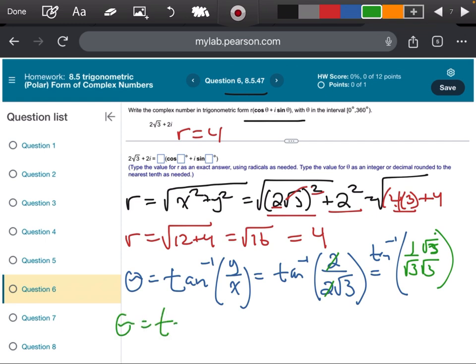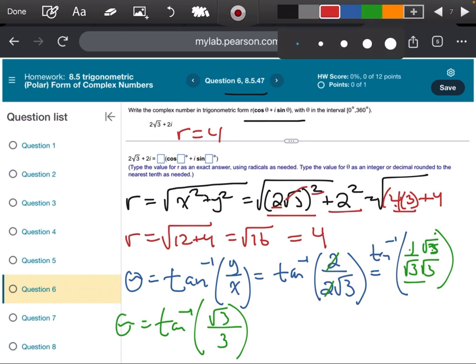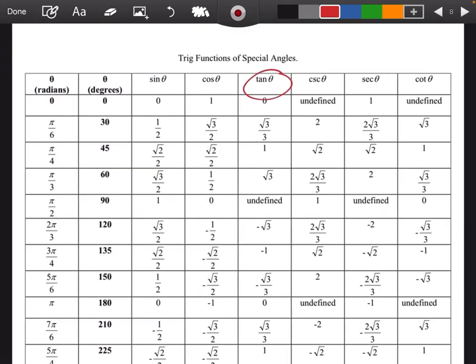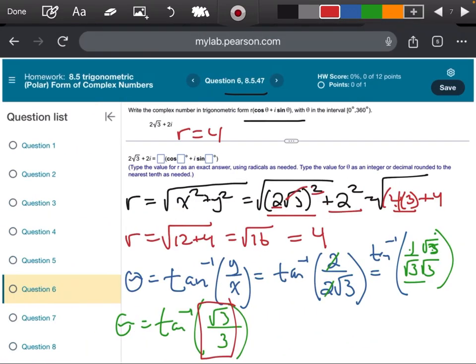So this is telling me that, take the tangent inverse, 1 times the square root of 3, square root of 3 times square root of 3 is 3 itself. So y'all, now what I'm trying to figure out is, what is the tangent inverse of the square root of 3 over 3? So y'all, I can come back to my unit circle here, and I can say, look, y'all, if I'm trying to find the tangent inverse of the square root of 3 over 3, in this angle, it's 30 degrees, right? So y'all, my theta would be 30 degrees.